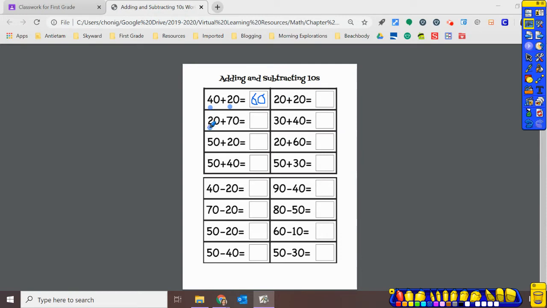Next, I have 20 plus 70. But I'm really adding 2 plus 7. So when I use my count on strategy, I have to remember I'm going to start with the bigger number. My bigger number is 7. So I'm going to start with 7, and I'm going to count on 2 more. Get ready with your fist with me. Ready? We're going to say 7 and count up 2. 7, count on, 8, 9. So my first digit of my answer is 9. But remember, I have to add that 0 onto the end to make it 90.